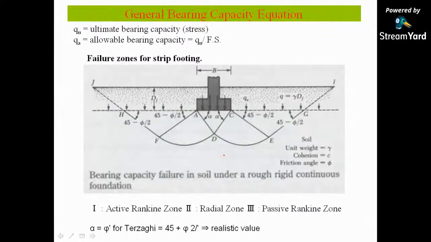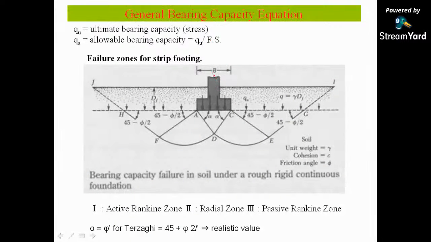Terzaghi's bearing capacity equation. QU is your ultimate bearing capacity, which is stress. QA is equal to allowable bearing capacity, which is given by QU upon factor of safety FS.